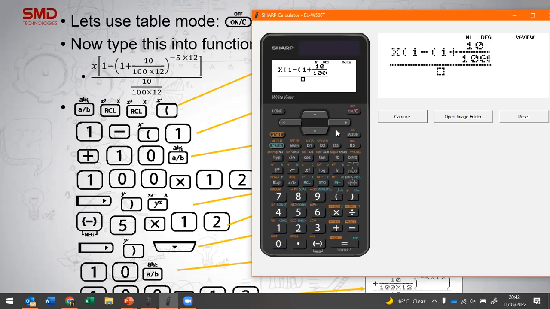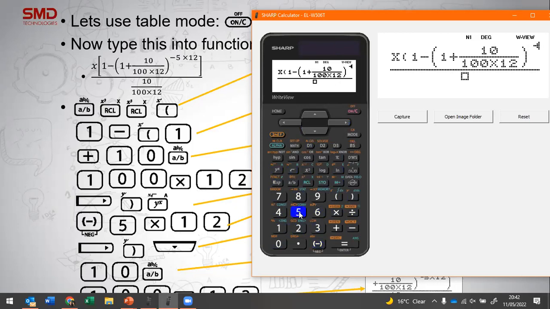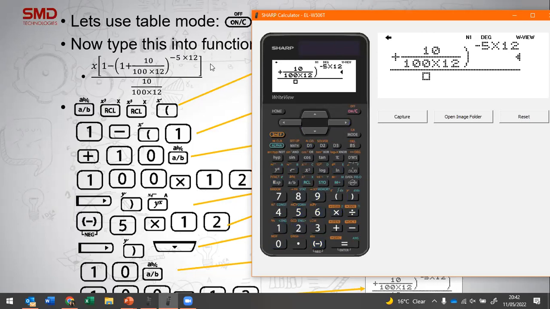So 100. Oh, and then of course it's compounded monthly, so that's where that times 12 is. Close your brackets to the power of -5 again, and we're paying it monthly, so it's compounded. It's times 12. Close the brackets, and then over your interest rate, which is 10 over 100 times 12. Okay, so it's a long one. I know I did this really fast.